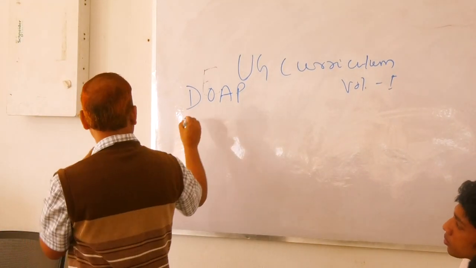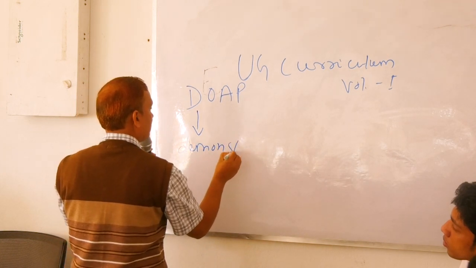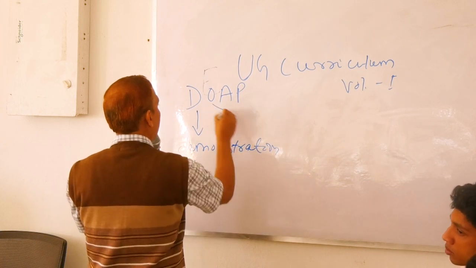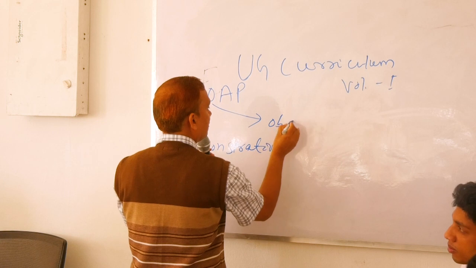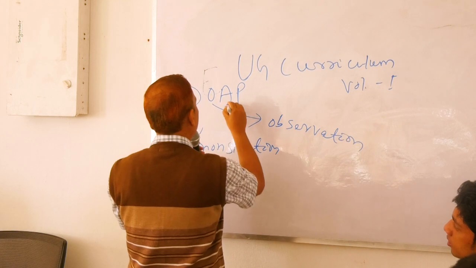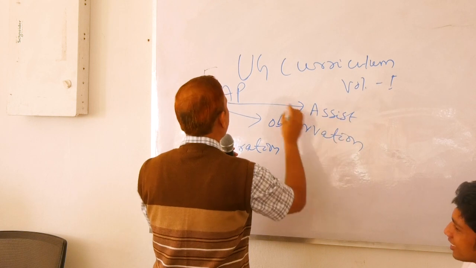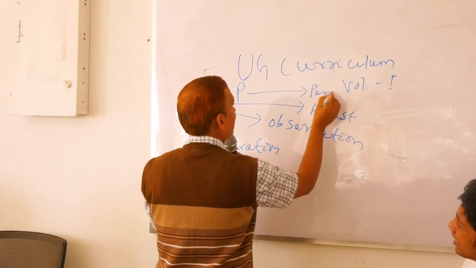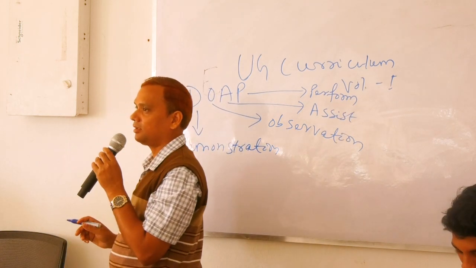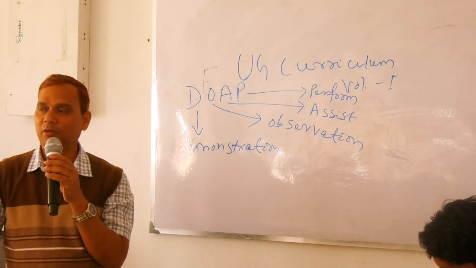DOAP. That means D for demonstration, O for observation, A for assist, P for perform. D for demonstration, O for observe, A for assist, P for perform.